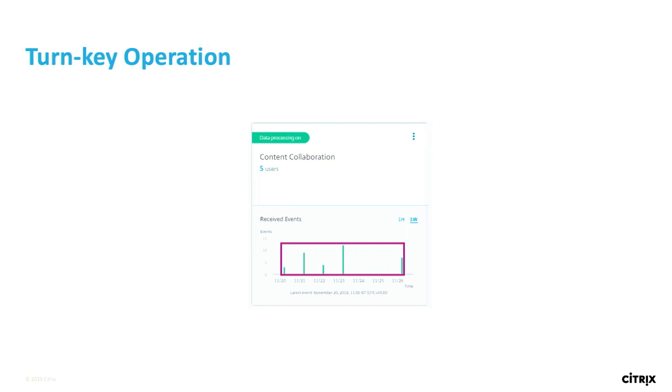So when you turn on data processing, data processing turns on, and when your end users start doing something, data starts flowing in. And when that data starts flowing in, you're going to see these bar charts light up. But the key thing is you can turn off data processing at any time, right? So once again, Citrix Analytics is a turnkey service. You can go turn it on at any time. And when you turn on data processing, it's only then that we start processing your data.